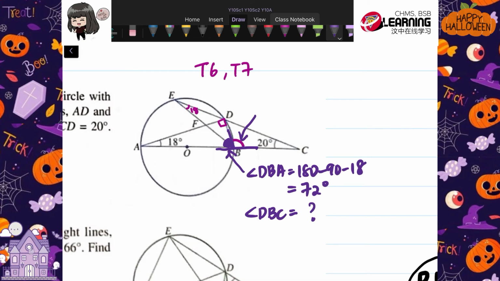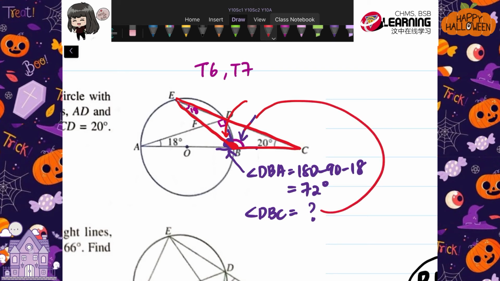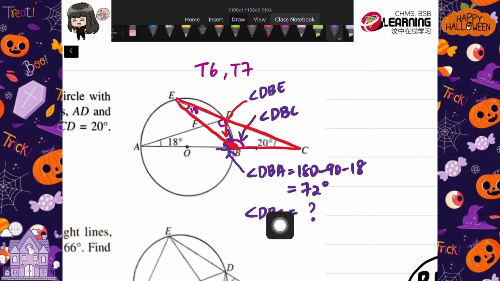Now we're going to find the second question, which is DBE. DBE is basically this one. So the hint here is you see a triangle here. Okay, this is a triangle. So you find this whole angle first, and minus this DBC, to find this angle DBE. This is angle DBE. This angle DBC, you find on your own.